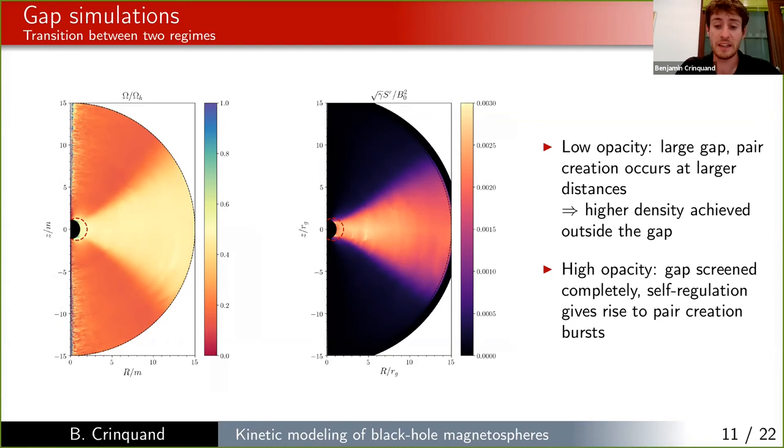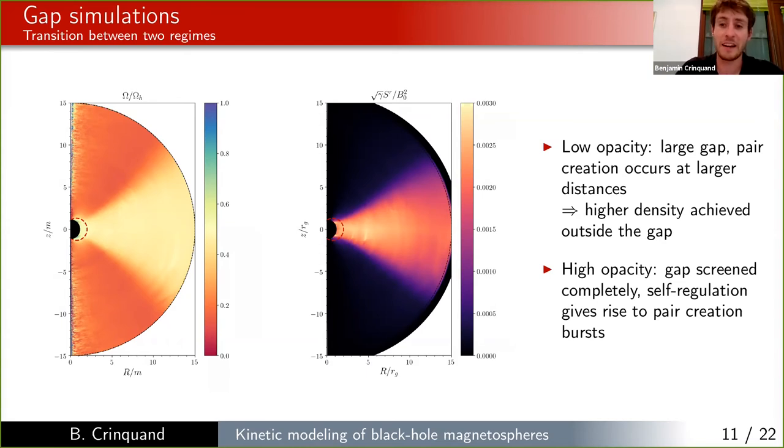So that means that pair creation will actually happen further from the acceleration sites. And so that will kind of decouple the acceleration and the pair creation. So we will reach high densities and a low variability profile away from the black hole.